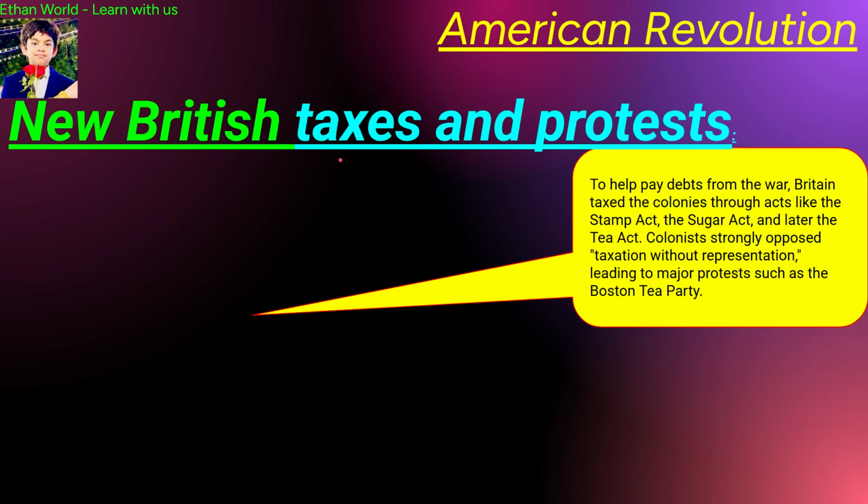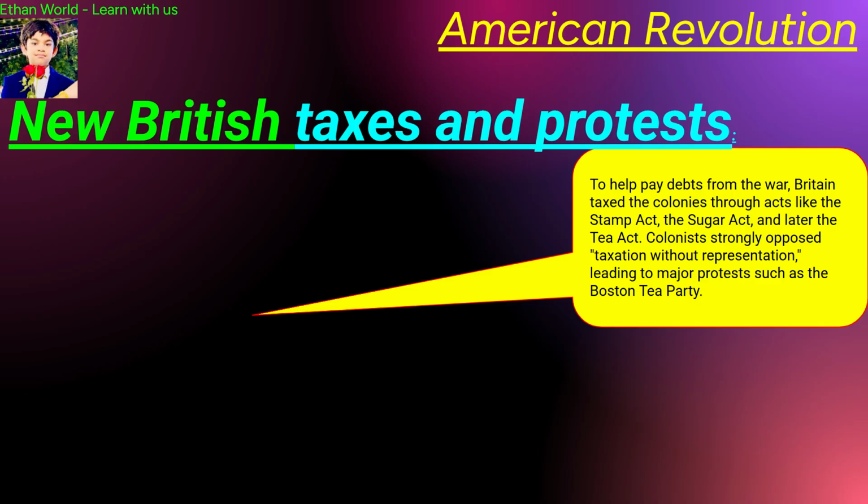So, new British taxes and protests. During that time, the people who lived in present day North America didn't like the taxes, but the British had to do what they had to do. To help pay debts from the war, Britain taxed the colonies through acts like the Stamp Act, the Sugar Act, and later the Tea Act. Colonists strongly opposed taxation without representation, leading to major protests such as the Boston Tea Party.